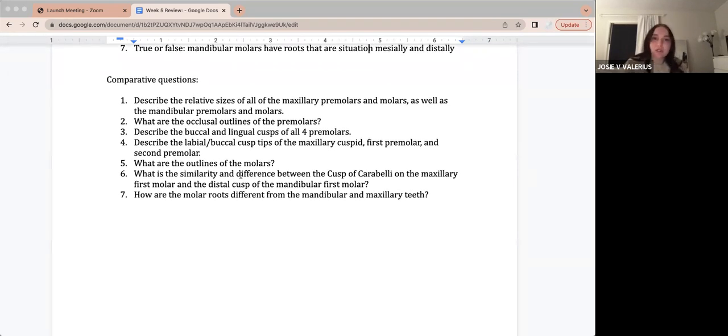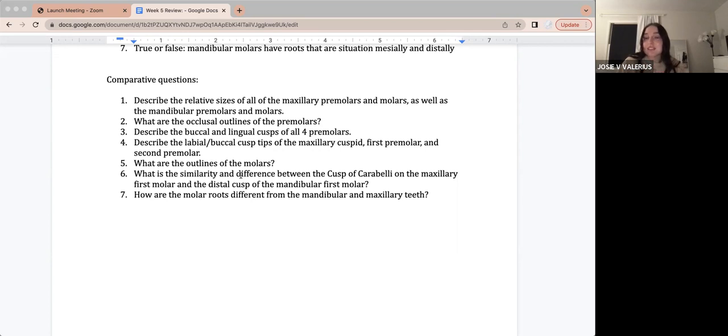Okay, number 7, true or false? Mandibular molars have roots that are situated mesially and distally. So this question is asking, are the mandibular roots mesial and distal? And the answer to that question is yes. For your mandibular molars, they have 1 mesial root and 1 distal root. For your maxillary molars, you have 2 buccal roots. One of them is mesial buccal, the other one is distal buccal. The third one is lingual.